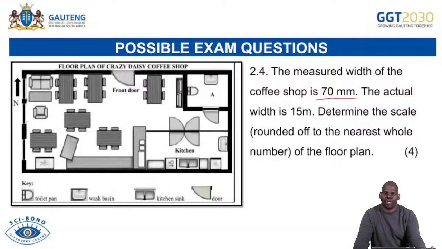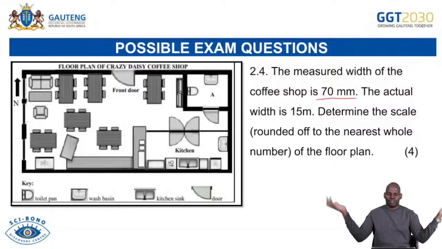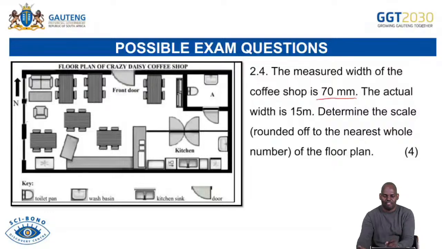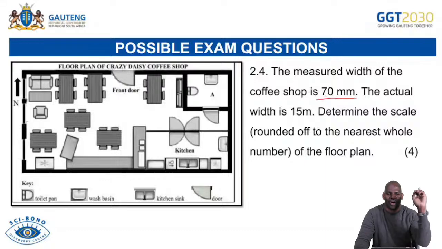The actual width, so in reality, is 15 meters. Determine the scale rounded off to the nearest number of the floor plan. Okay, so in this case, they didn't say measure. They give you the measurement on the plan, and they also give you the real measurement, and then they ask you to determine the scale. So what do you do? You take the two values, you write them in ratio form.